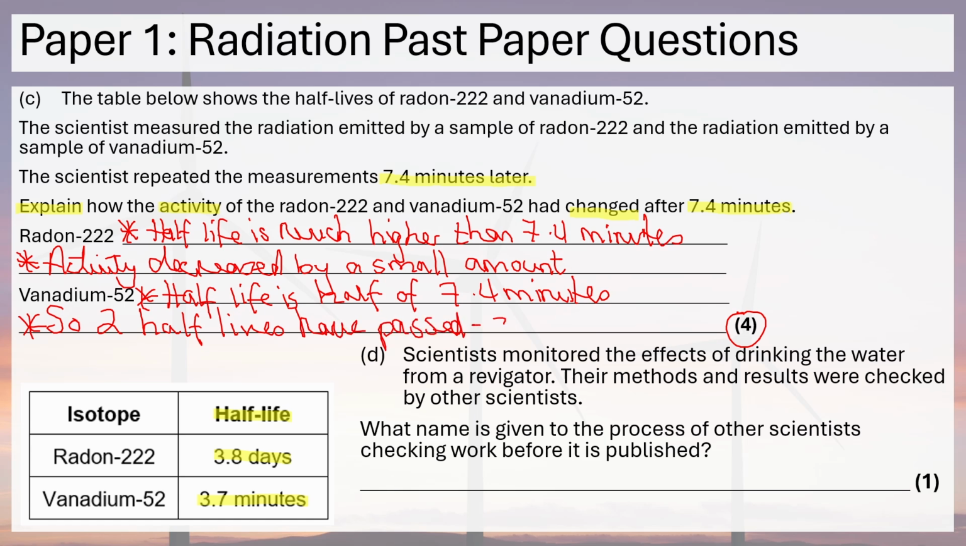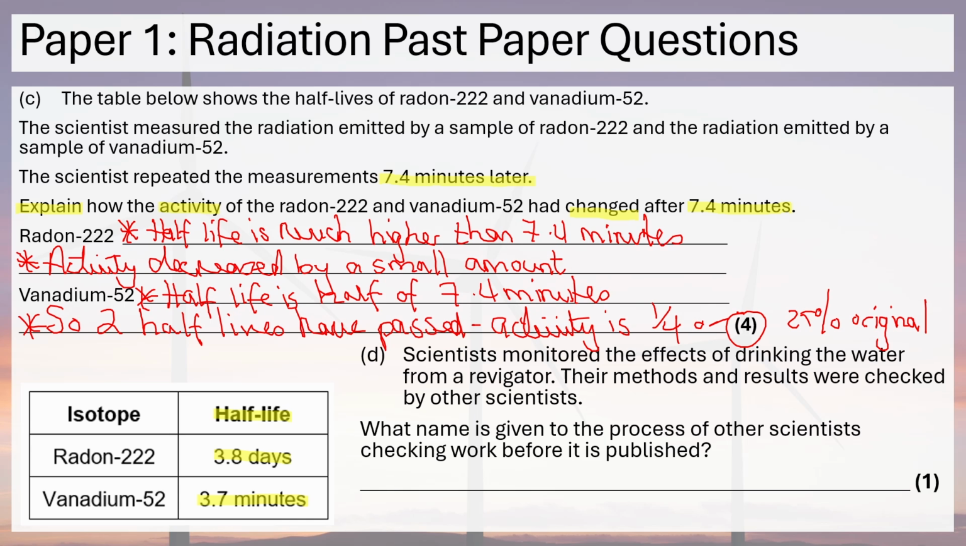So the activity has halved twice as well. So I can say it's going to be a quarter or 25% of the original. So it's going to decrease a lot. Now I think in the mark scheme it allows you just to say that it decreases a lot, but obviously it's nice to put that little bit of extra detail in that it will decrease to 25% of original.